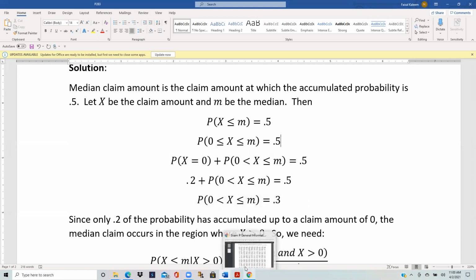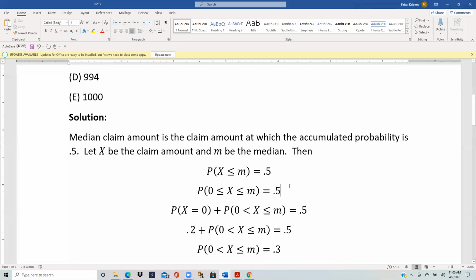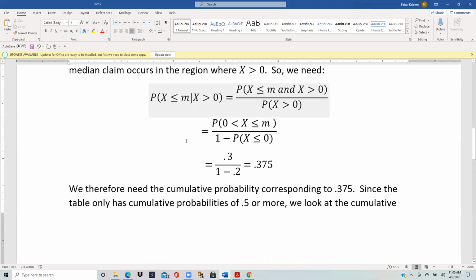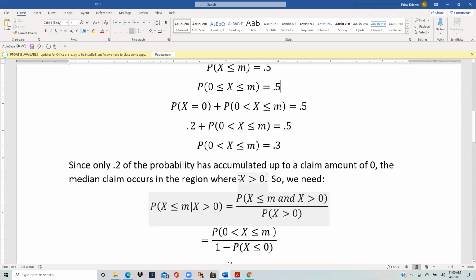Now, only 0.2 of the probability has accumulated up to a claim of 0 by the given condition, the 20% chance that the claim is 0. Therefore, since for the median the cumulative probability should be 0.5, the median will occur in the region where the claim amount is greater than 0. And therefore we need the probability that x is less than or equal to m given the claim amount is greater than 0.